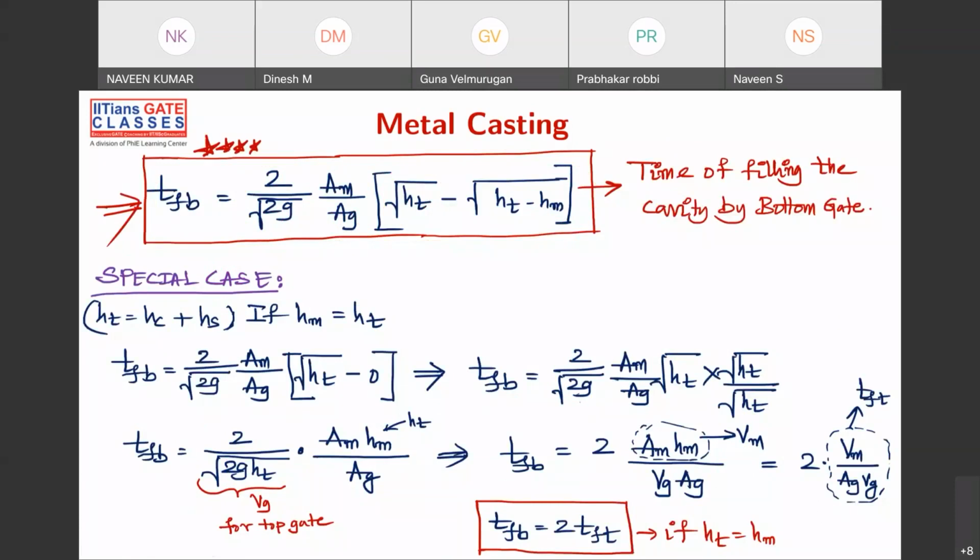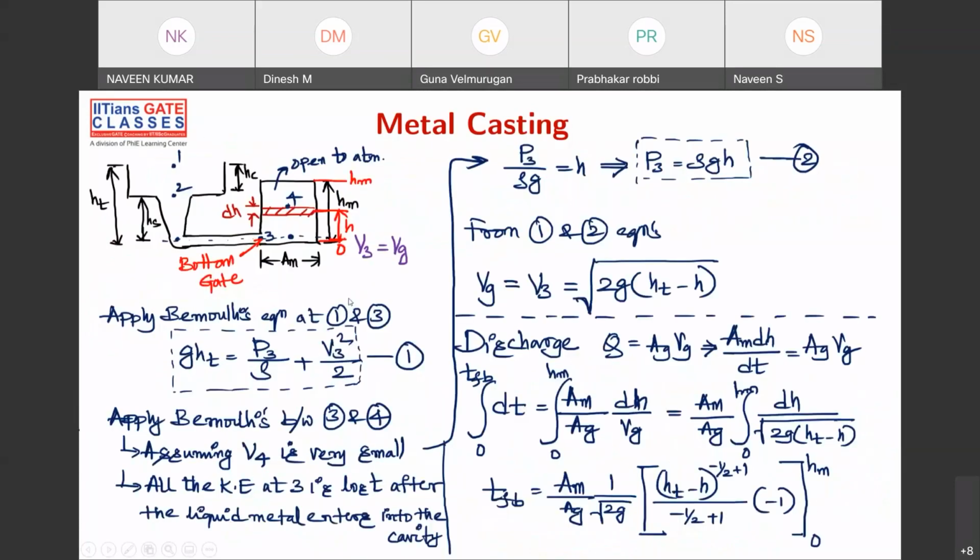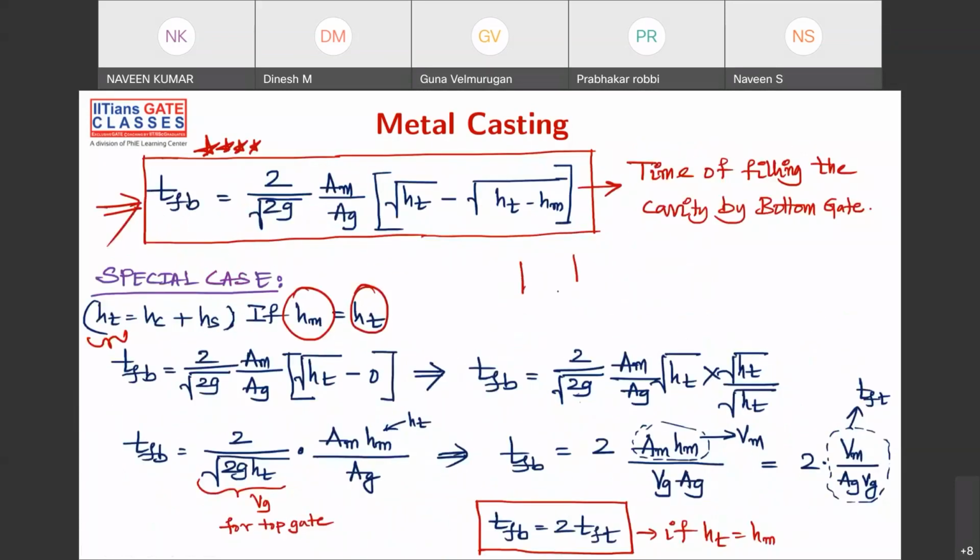What is a special case? It's nothing but, what if the total height, that is HT, is equal to the total mold height. HT is equal to HM. If you see here, this is your sprue, this is HC, and this is HS, and you're trying to fill it, and this is your total mold, and let's say this is HM.